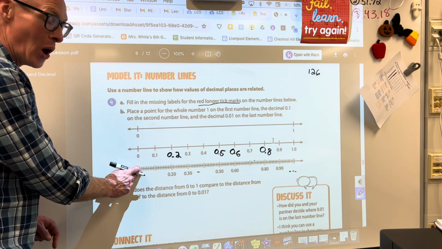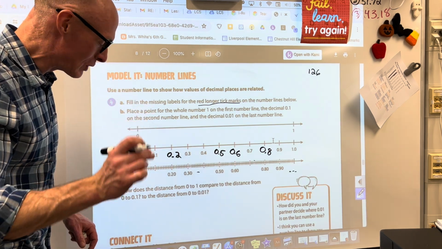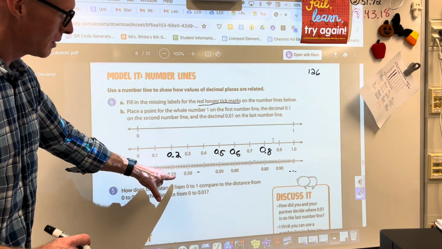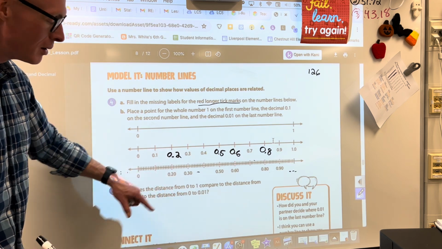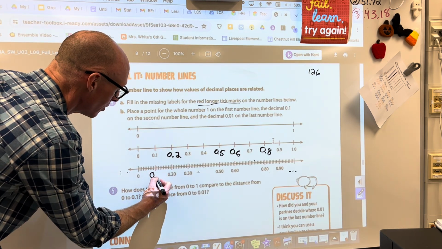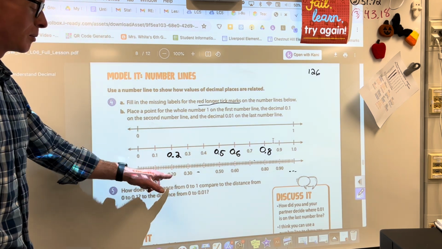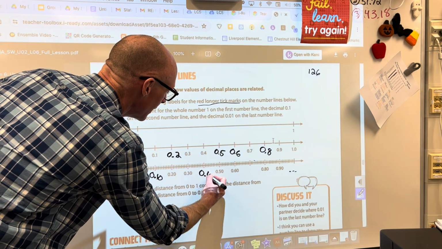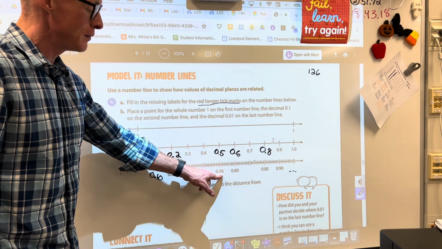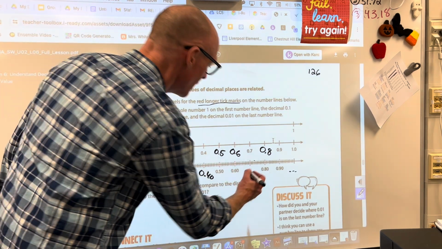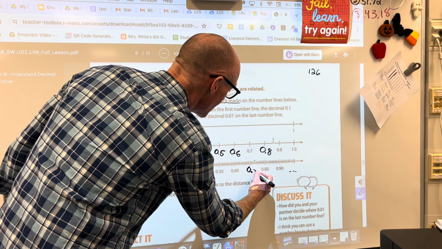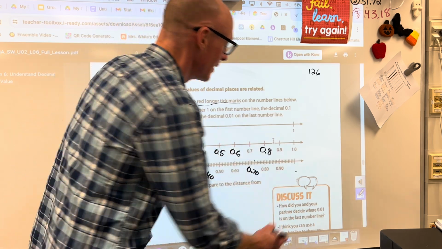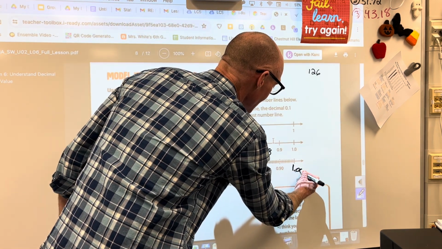So now we have it not broken down by tenths. We have it broken down into hundredths. Little itty bitty hundredths. See how small those are? Now, what's going to be missing here? 0 and 0.20. What goes in between? 0.10, 0.20, 0.30, 0 and 40 hundredths, 0 and 50 hundredths, 0 and 60 hundredths, 0 and 70 hundredths, 0 and 80 hundredths, 0 and 90 hundredths, and then we have 1 and no hundredths.